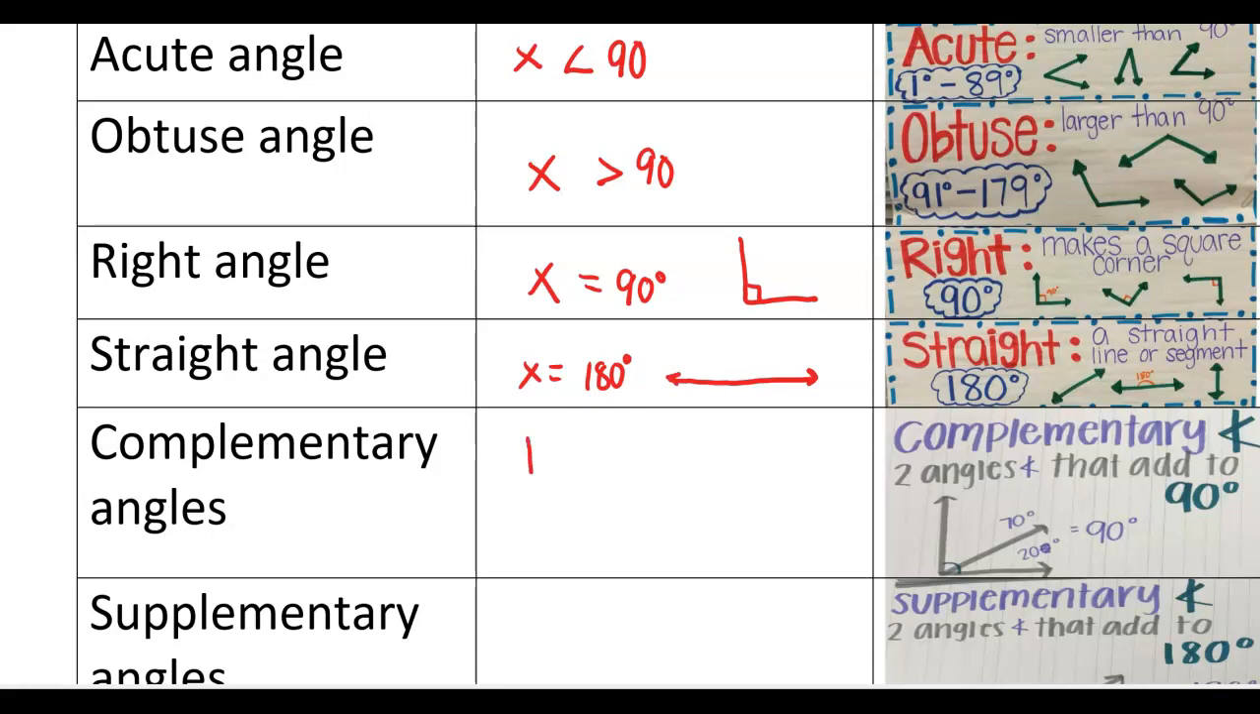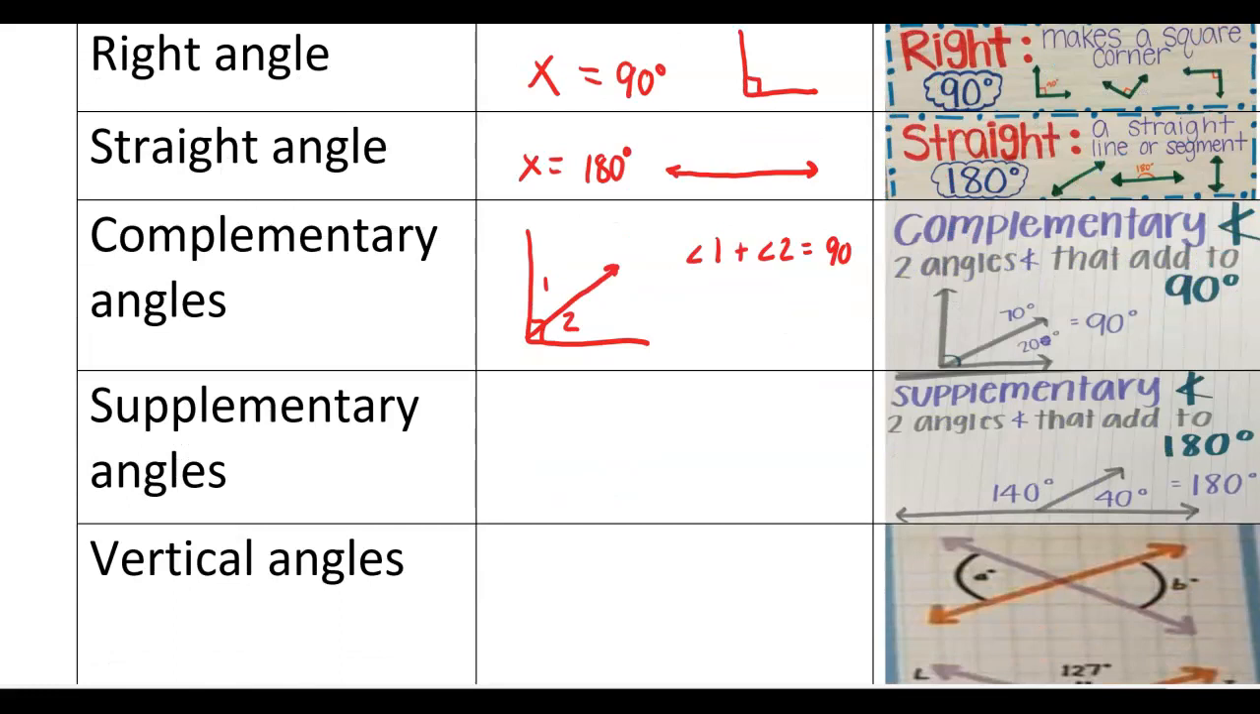Complementary angles are two angles that, when added together, add up to 90 degrees. So angle 1 plus angle 2 equals 90 degrees. Again, you'll tell by that box in the corner. So like a 50-degree angle plus a 40-degree angle, those are complementary. And then supplementary angles are two angles that, when added together, add up to 180 degrees. So angle 1 plus angle 2 equals 180 degrees.